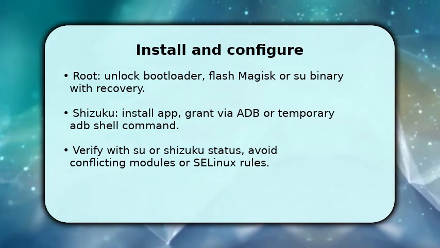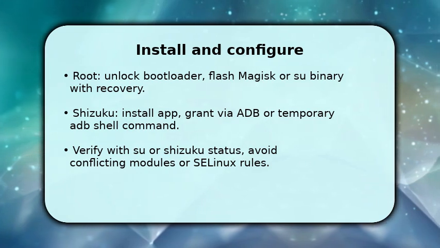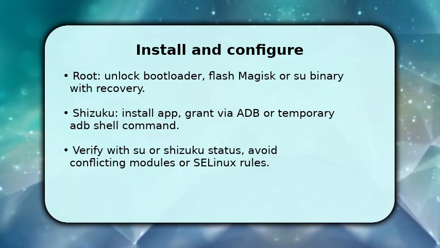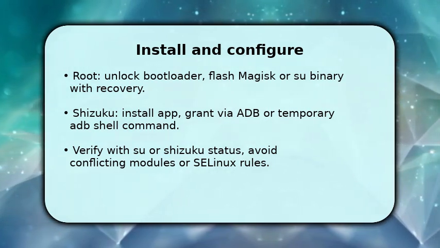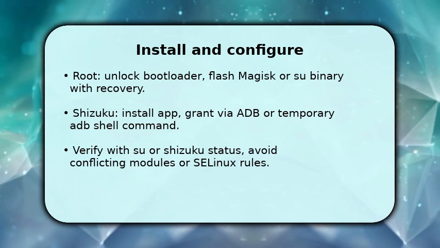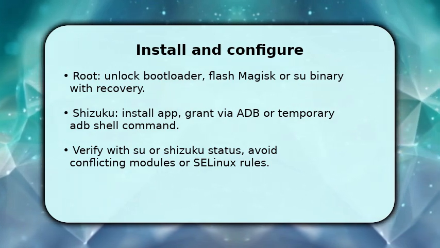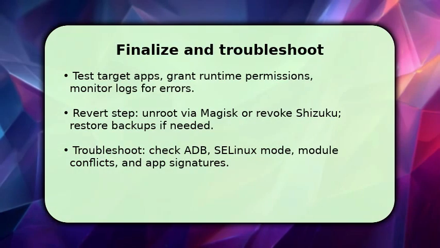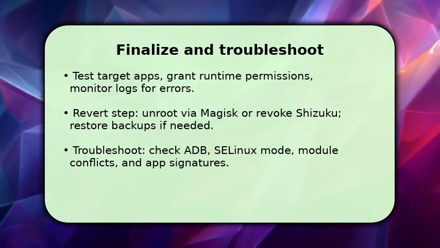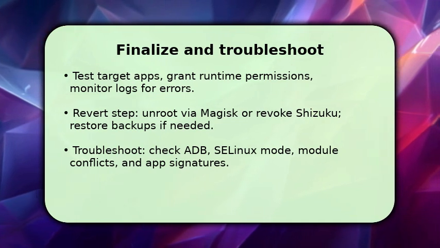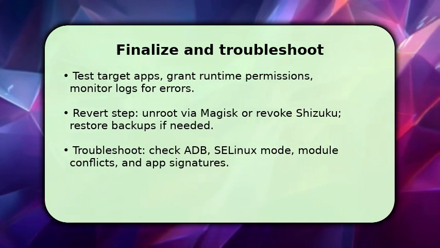Once configured, verify access. Run SU or check Shizuku status. Make sure to avoid conflicting modules or strict SELinux settings, because those are common causes of partial failures. You finish by testing each app that needs elevated privileges and granting runtime permissions so functionality can be validated.